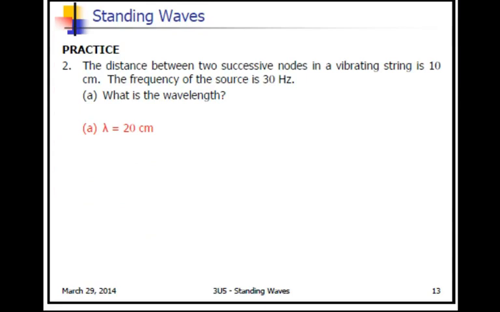This question says the distance between two successive nodes in a vibrating string is 10 centimeters. The frequency of the source is 30 hertz. What is the wavelength? So to start with this question, we need to find out what the wavelength is, and they've told it to us, but we have to use our understanding of standing wave patterns. So it's a standing wave pattern, and it says the distance between two successive nodes, or basically the length of one loop, is 10 centimeters. So that's a half wavelength. If we multiply that by 2, we get a wavelength of 20 centimeters.